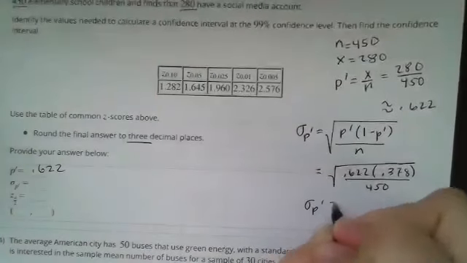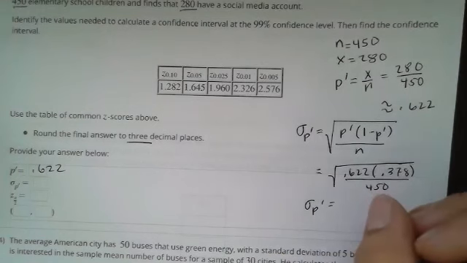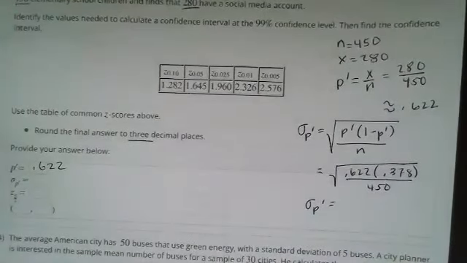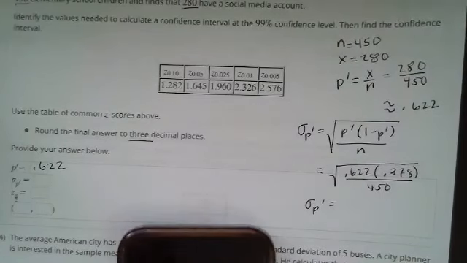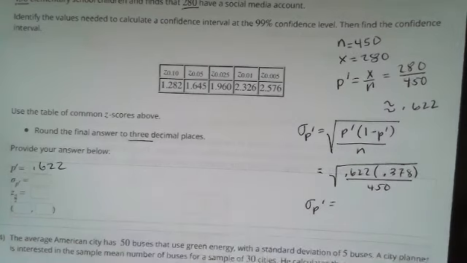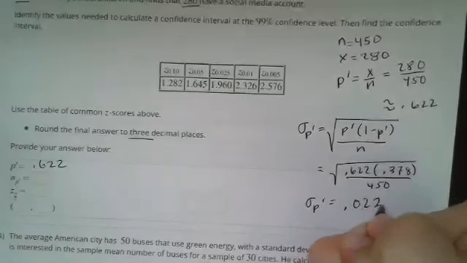And then if you calculate that out, let me go ahead and calculate that. So you would do second square root, in parentheses 0.622 times 0.378 divided by 450, enter, so 0.0229 or something, 0.0229.